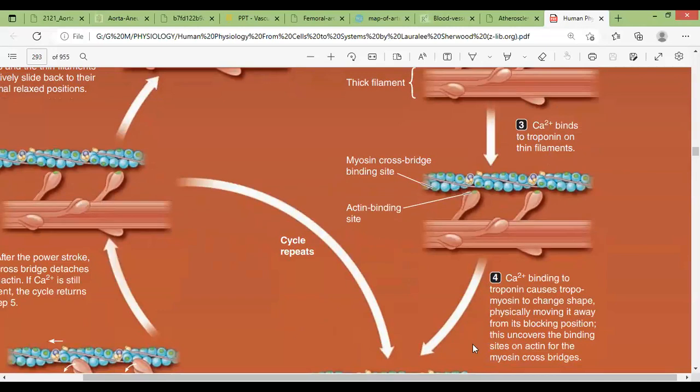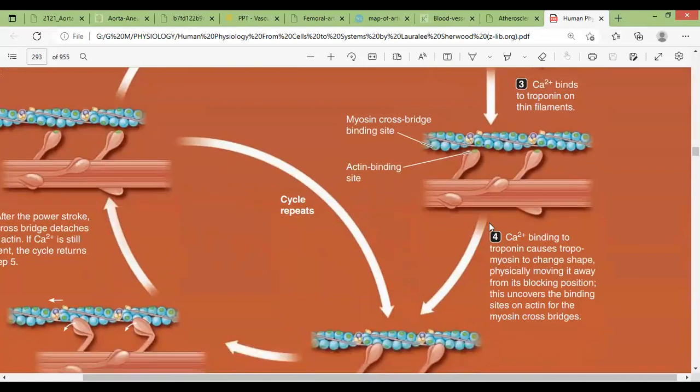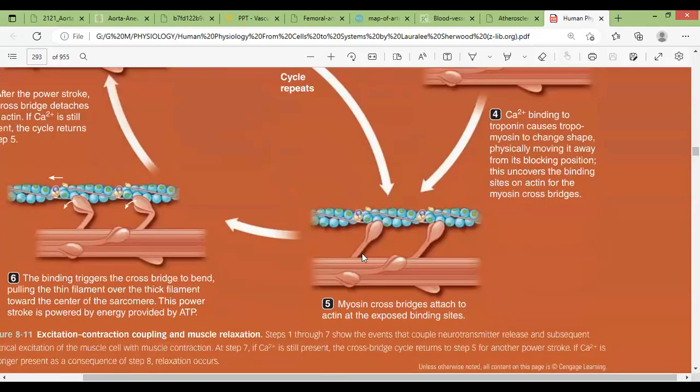causes the tropomyosin to move away from physically blocking the binding sites of actin. Usually it physically blocks that interaction between actin and myosin. But when calcium binds to troponin, it will cause the tropomyosin to stop that blockage. So once it has stopped that blockage, myosin and actin will now interact freely.